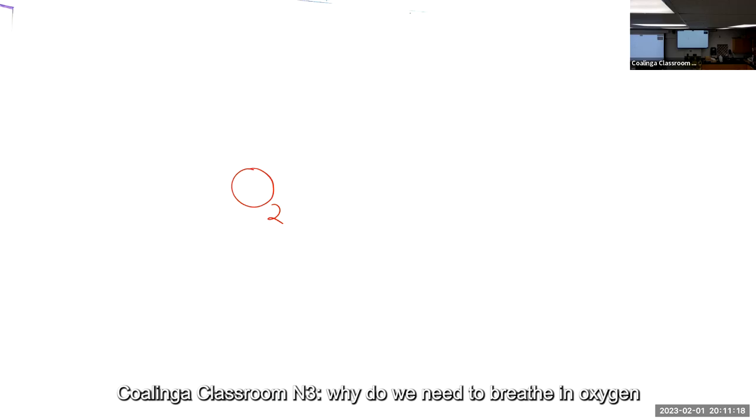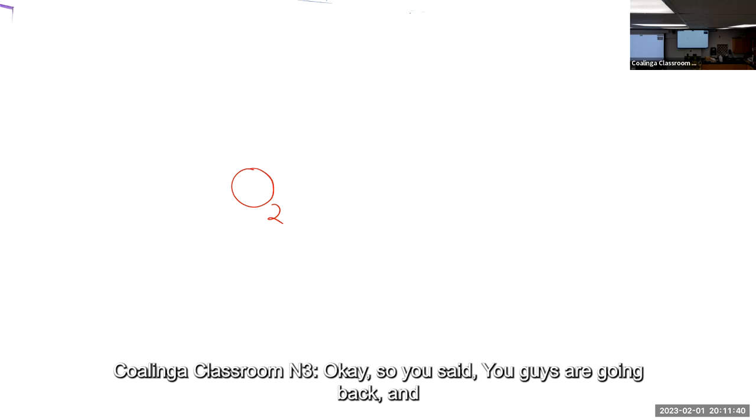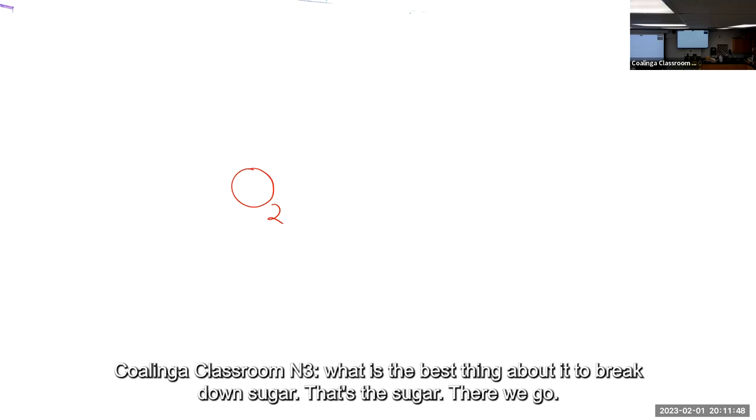Now, why do we need to breathe in oxygen? Okay, cells need oxygen to do what? What was that? You said cellular. Okay. So you guys are going back in circles now, right? So we're back at the starting point. How many guys like candy? What is the best thing about candy? To break down sugar. Sugar. There we go.